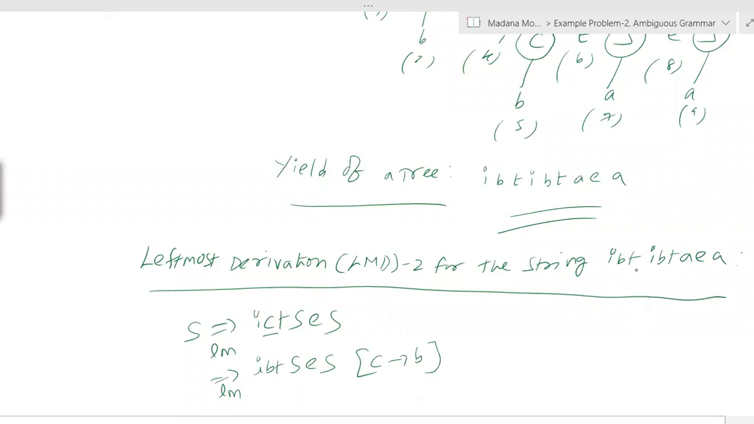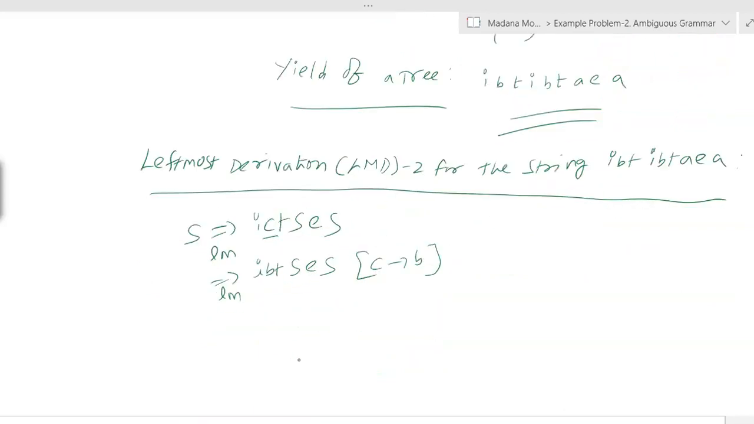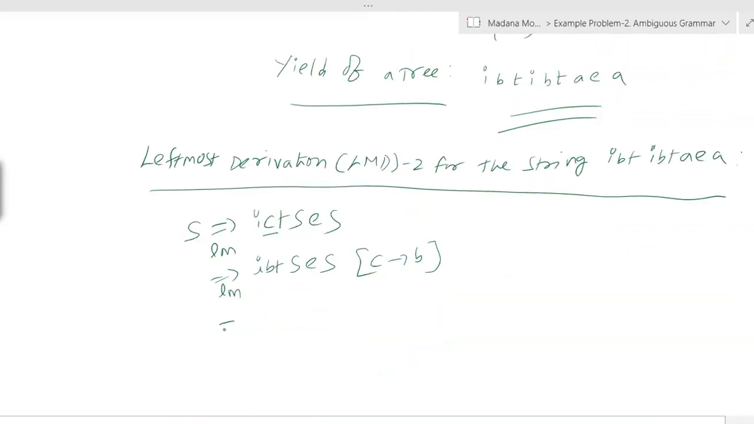Next what we want? Again IBTAEA. But here the production is in the form of SES. So SES means the last part is there. If you take S directly by A, we can't get the second IBT part. Then what you have to do, in place of leftmost S, you can substitute the first production of S. What is the first production? ICTS. This S is replaced by ICTS. Now this will become IBT, here ICTS. Now ES remains the same.